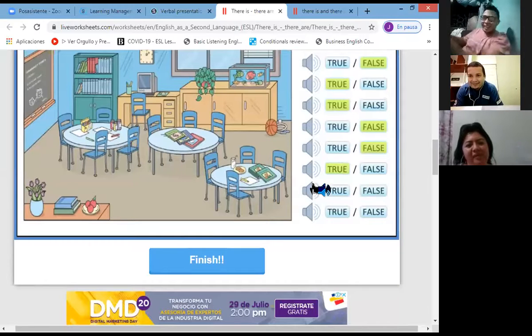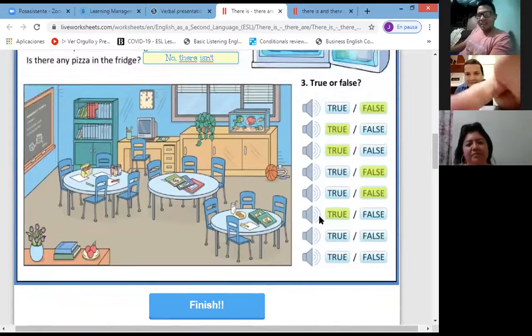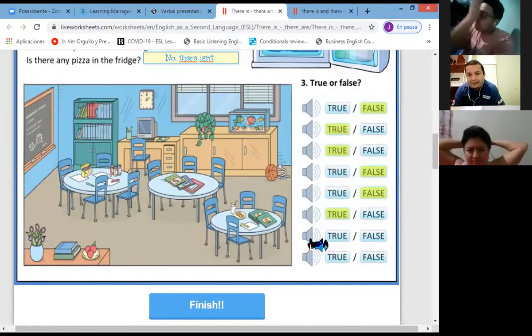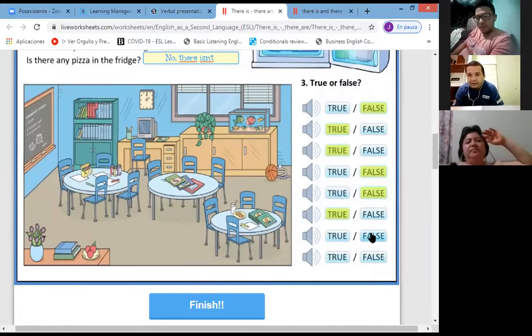Thomas. There is a picture on the wall. No, there aren't, or no, there isn't? No, there isn't. Okay. There is a picture on the wall. So it's false. And the last one.